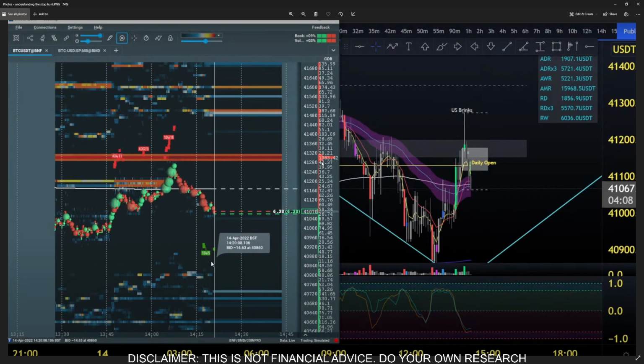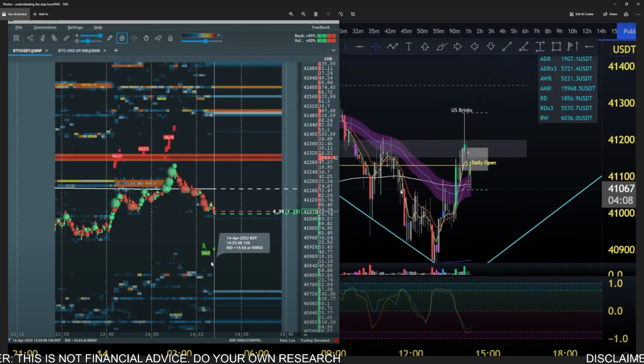But what was the question that was on our minds? Was Bitcoin going to break higher? And why did we know? Or not that we knew, but why were we in the presence of a stop hunt? What was it about the range that was making us believe that a stop hunt was going to come into play? All right, so check this out.